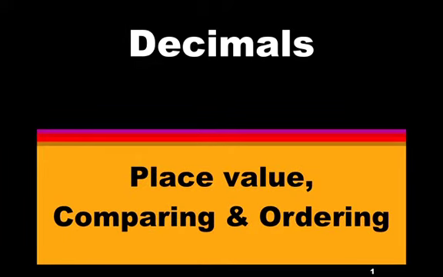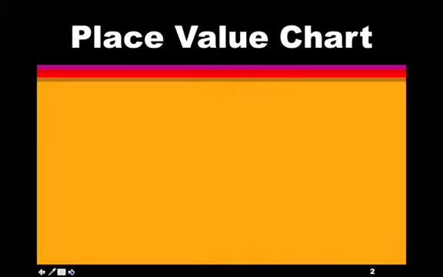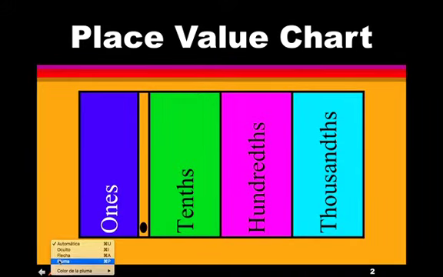This lesson is about decimals. We're going to talk about place value, comparing and ordering decimal numbers. Let's talk about the place value chart. In the first column, you can see your ones place. Then we have a decimal point that separates the whole part of the number from the fraction part of the number. In the fraction part, we have the tenths, the hundredths, and the thousandths.